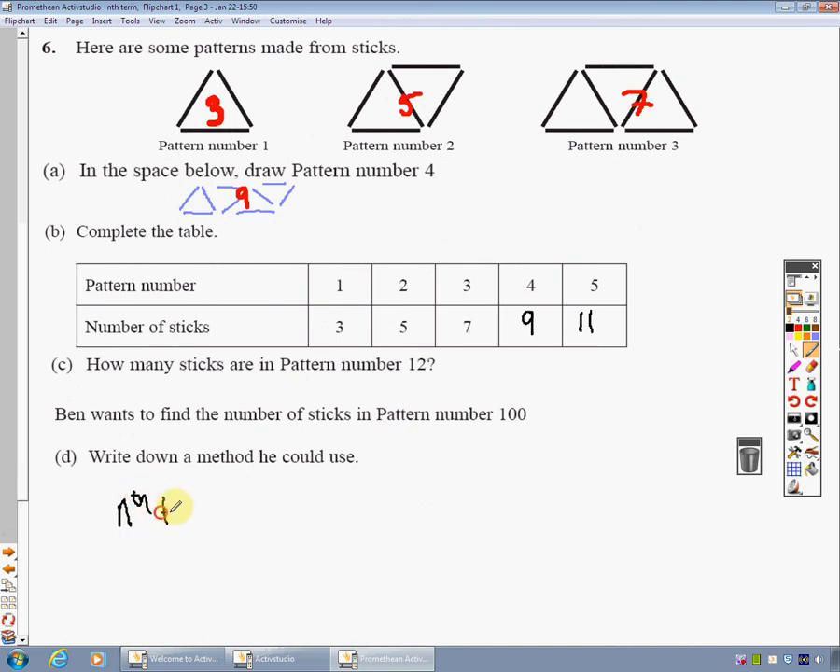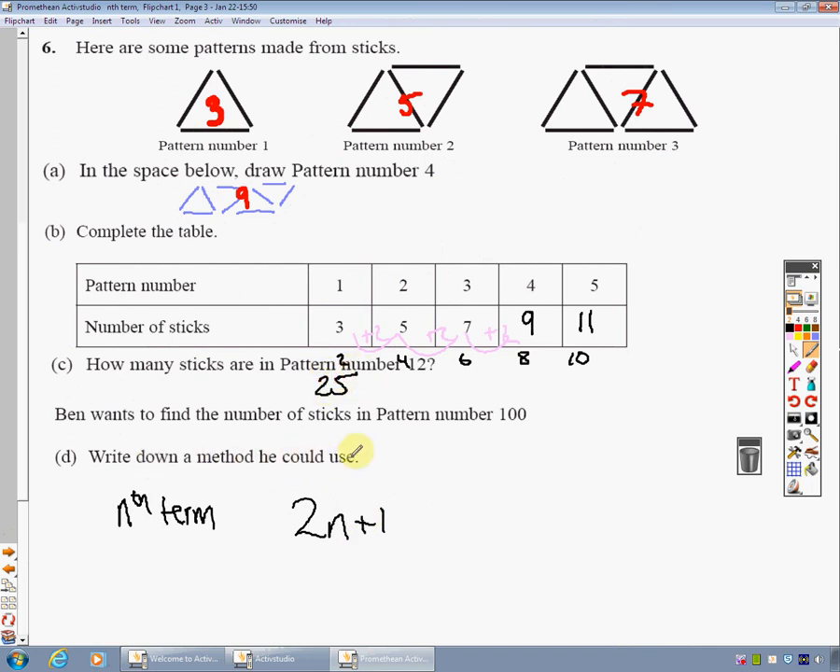Nth term, well, it's going up in 2s. So my rule is going to be 2n. The 2 times table goes 2, 4, 6, 8, 10. The pattern I've got of sticks is my 2 times table but shifted at 1. So it's 2n plus 1. Now I can go back and do this. How many sticks are in pattern number 12? Well, 12 times 2 is 24. 24 add 1, 25.